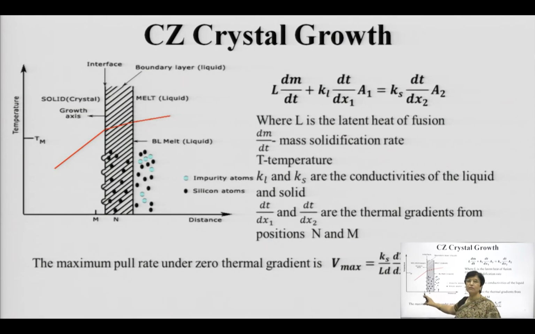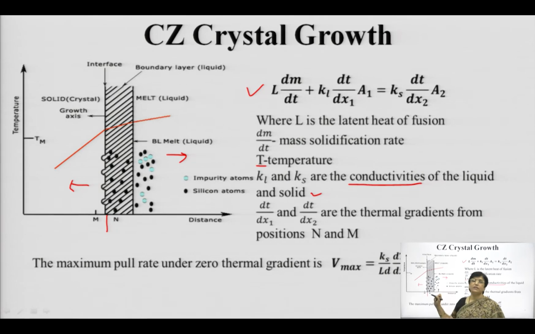Now, this is the diagram indicating the crystal growth axis. Here you have the solid seed crystal and here you have the molten silicon. The rate at which the growth is happening is given by this equation, where L is the latent heat of fusion and dm/dt is the mass solidification rate. Since temperature is one of the factors governing it, we have the temperature T, and KL and KS are the thermal conductivities of the liquid and solid phases.